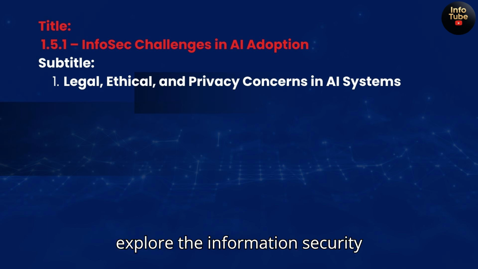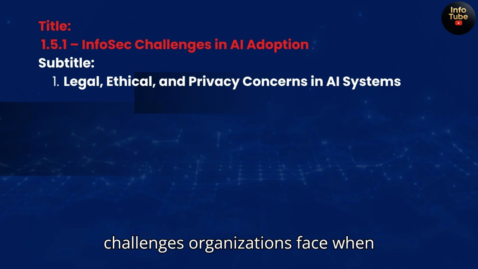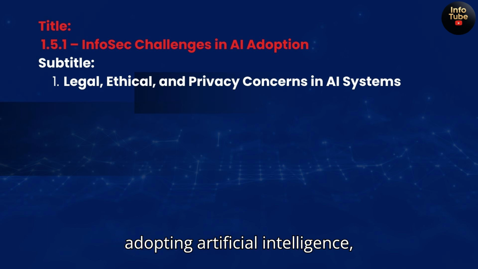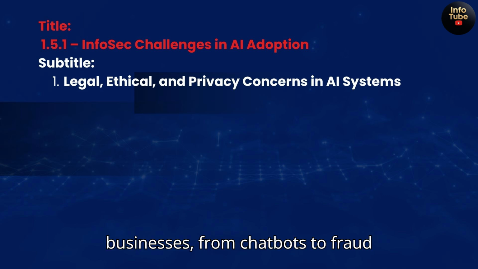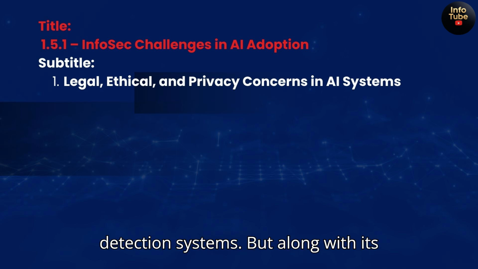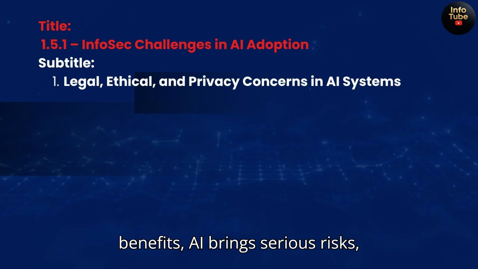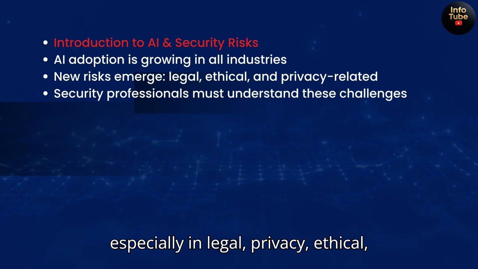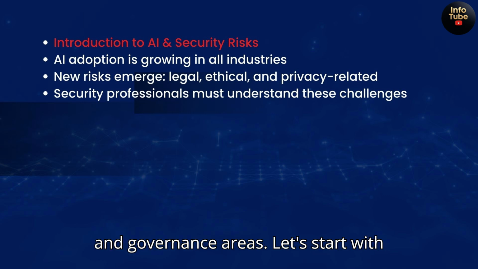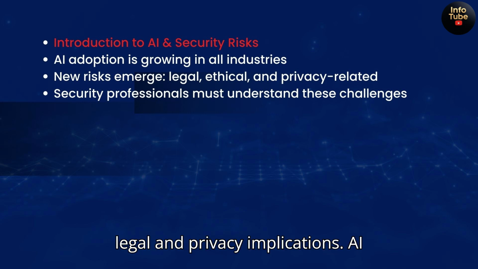Today, we'll explore the information security challenges organizations face when adopting artificial intelligence, focusing on topic 1.5.1. AI is being rapidly integrated into businesses, from chatbots to fraud detection systems. But along with its benefits, AI brings serious risks, especially in legal, privacy, ethical, and governance areas. Let's start with legal and privacy implications.